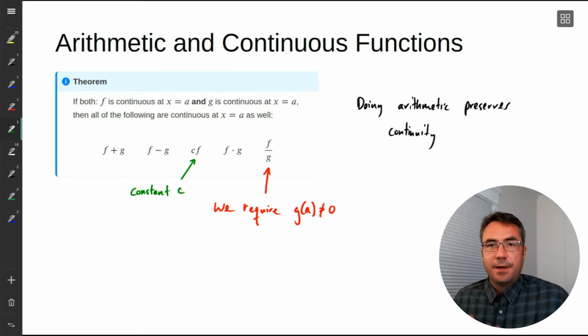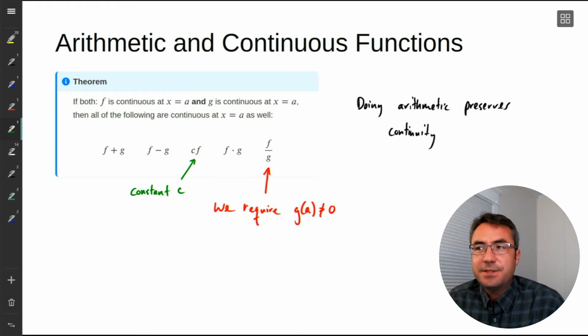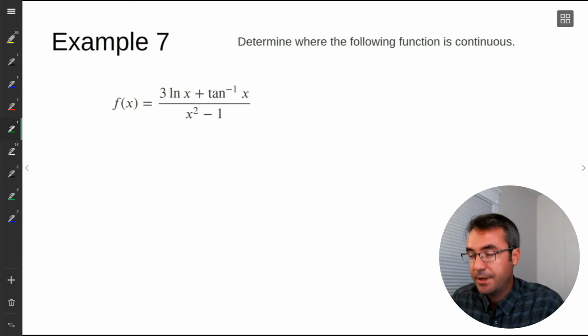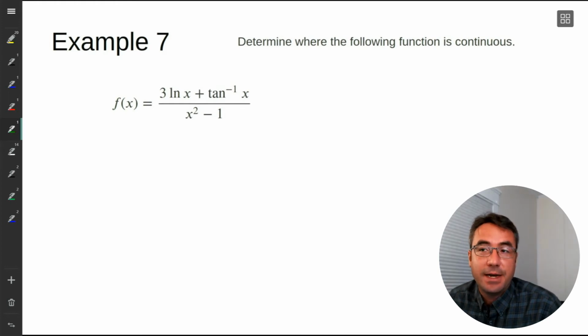All right, so we have our list of elementary functions. Now we know we can combine them using basic arithmetic, and we can produce all sorts of brand new functions that we know are going to be continuous as well. So let's look at this one. Example 7, we're going to figure out where this function is continuous. So 3 times natural log x plus inverse tangent x, all divided by x squared minus 1. We want to figure out what x values this function is continuous on.